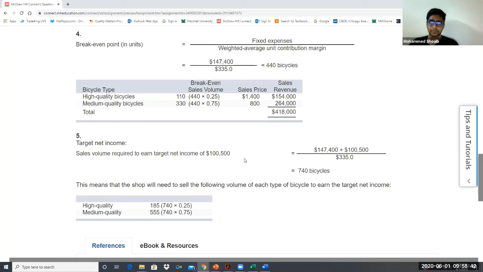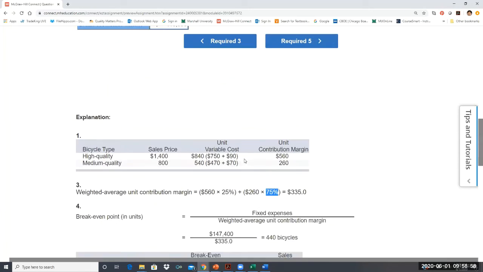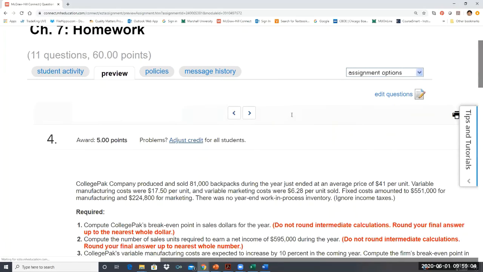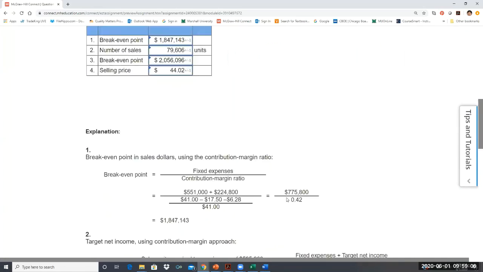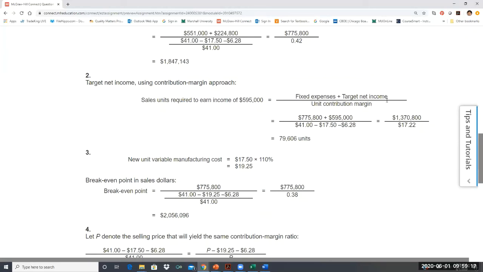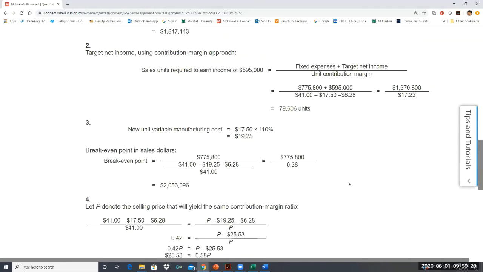So if there are any questions, basically use algebra. Whatever is not there, put X instead of that number. You'll be using the contribution margin income statement again and again. That is sales minus variable cost gives you contribution margin, minus fixed cost gives you operating income. And most of the problems, you should be able to do it. If you look at these answers, they are basically same: fixed expense by contribution margin ratio for the break-even point in dollars, then fixed expenses plus target net income divided by the unit contribution margin.